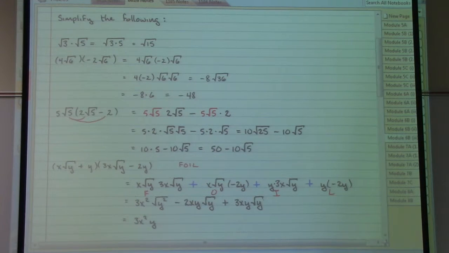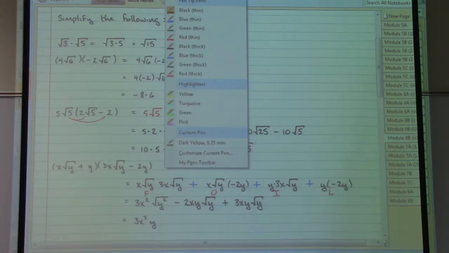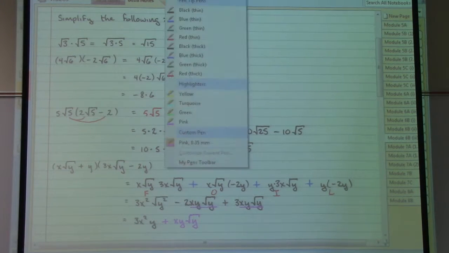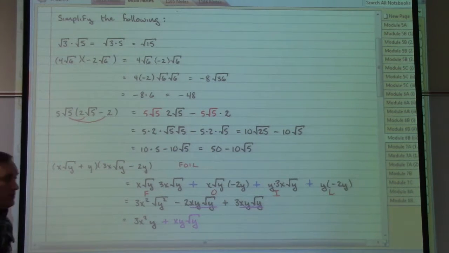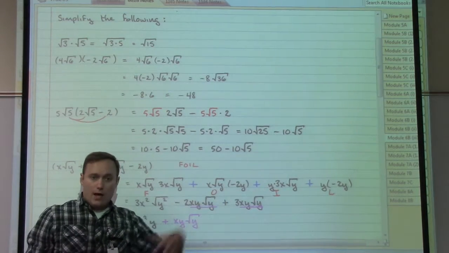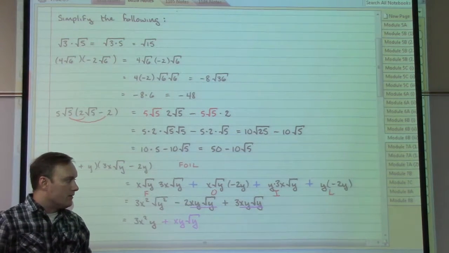Hey, wait a minute. Those two sound alike, and if I take a closer look at them, they do in fact both have an xy and a square root of y. So I can go ahead and combine like terms so that we would have a 1xy square root of y showing up from that. Something that we also expect to see a great many times as part of FOIL, because as in the past, the O and the I parts very often do end up being like terms.